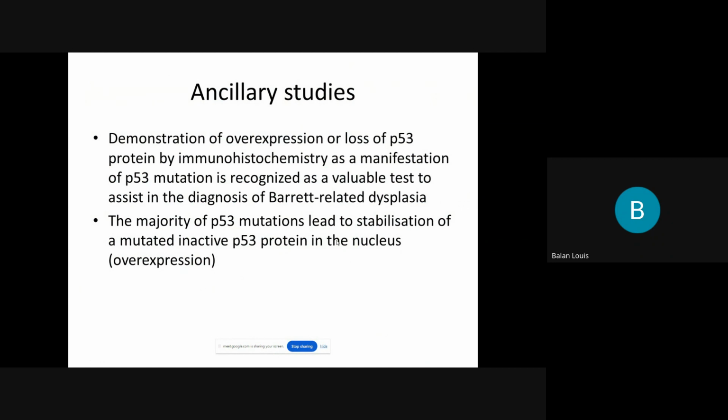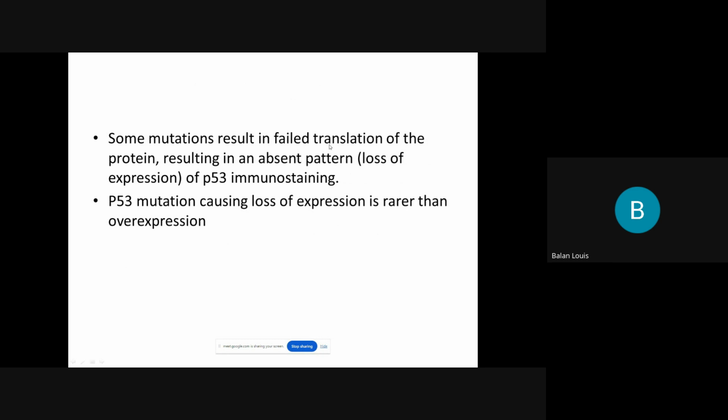There are ancillary techniques that demonstrate overexpression or loss of p53 expression by immunohistochemistry as a manifestation of p53 mutation, and that is helpful in assisting the diagnosis of Barrett's related dysplasia, but it is not always necessary. In case you have a doubt, you can do a p53 immunostain and look at the protein expression. Some mutations result in failed translation of the protein, which may result in a complete absence pattern, that is loss of expression pattern. So either it can be a diffuse strong expression pattern, or it can be a complete loss of expression pattern. This complete loss pattern is less common when compared to the diffuse expression pattern.